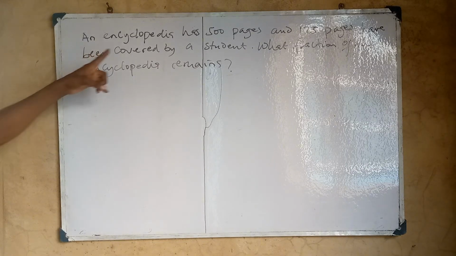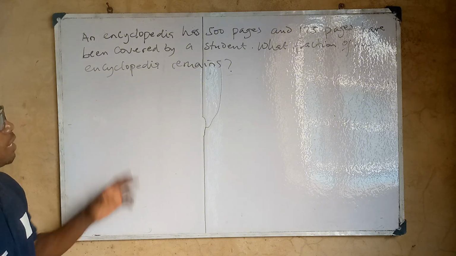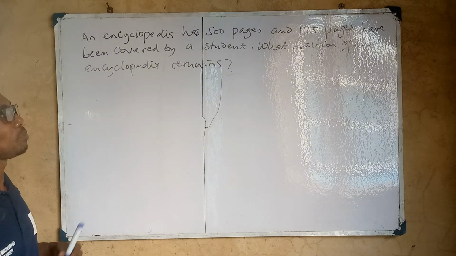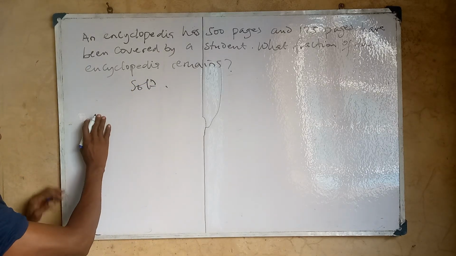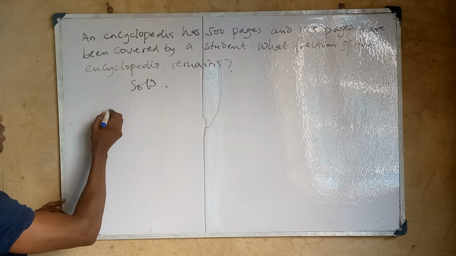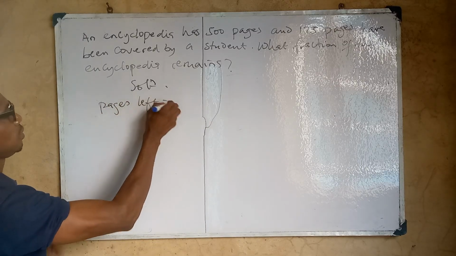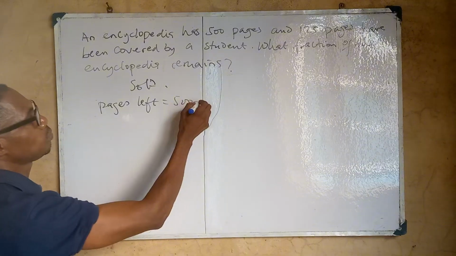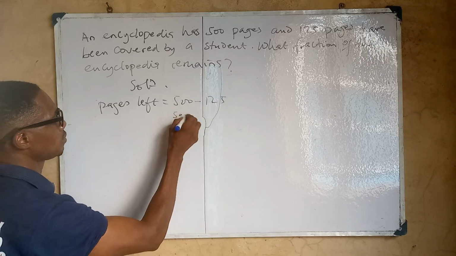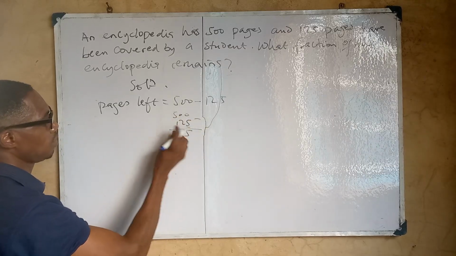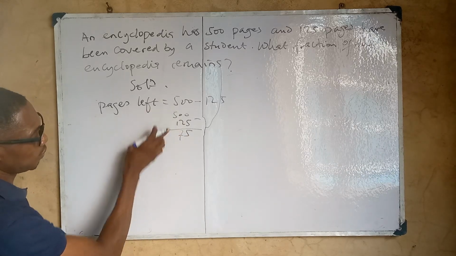This question: an encyclopedia has 500 pages and 125 pages have been covered by students. What fraction of the encyclopedia remains? Right? This is simple. Pages left is equal to 500 pages minus 125 pages. That gives us 375.